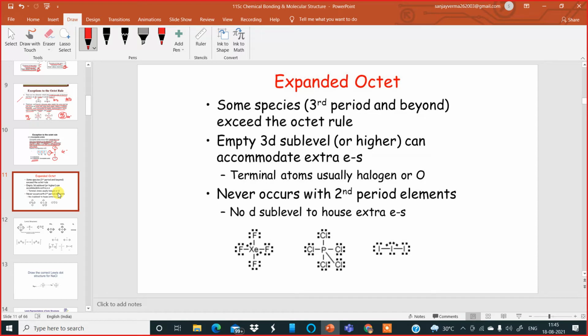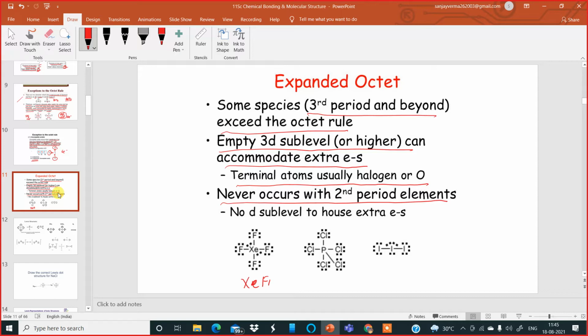The case of expanded octet. Some species in the third period and beyond exceed the octet rule. Empty 3d subshells or higher can accommodate extra electrons. Terminal atoms, usually halogens or oxygen, are used. It never occurs within second period elements. So an example is xenon, XeF4.